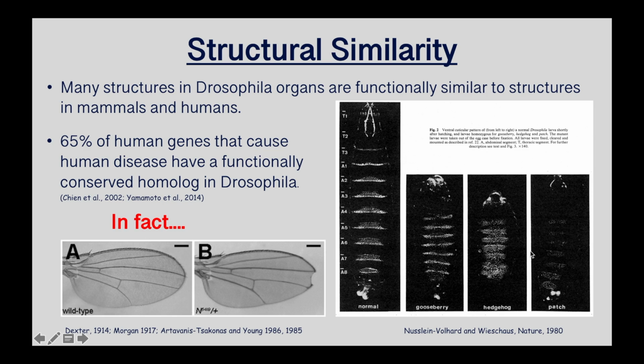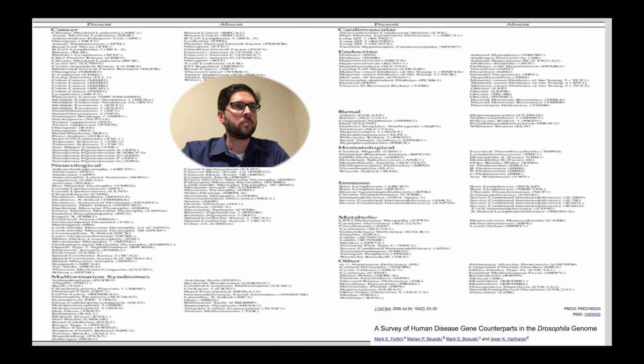And so if you've been studying either the Notch or the hedgehog pathway, you've been studying a gene that was discovered in Drosophila and whose basic mechanistic functions were initially worked out in the fly. And you can see a survey of human disease gene counterparts in Drosophila here. The point here is not to be able to make out everything on the slide, but to look at the overall number of Drosophila genes that have a human homologue that is associated with disease.